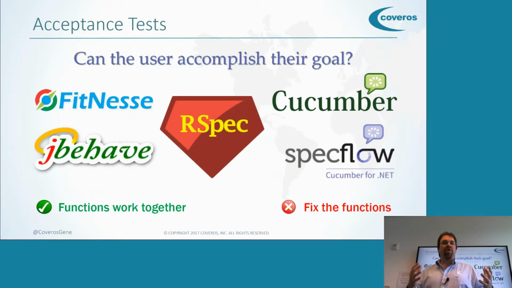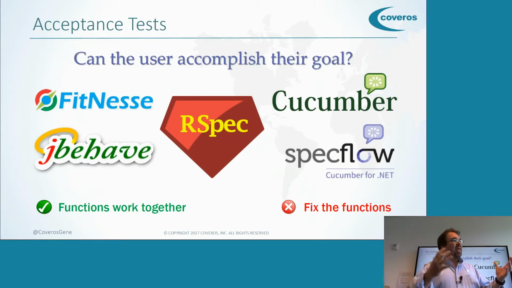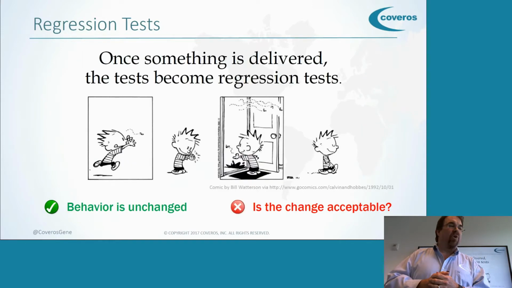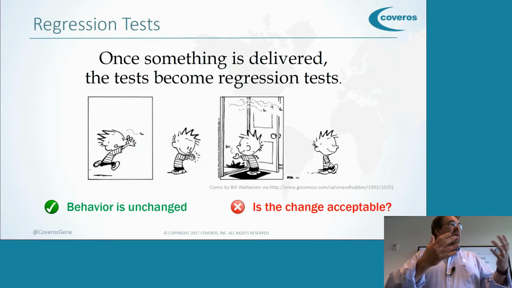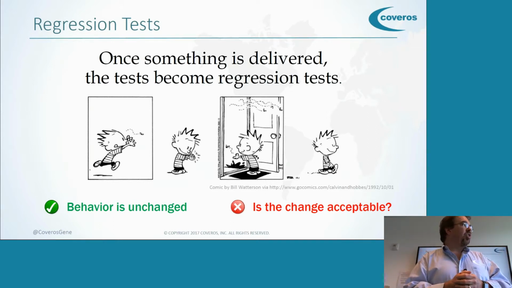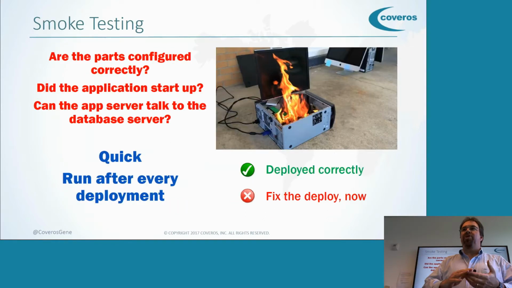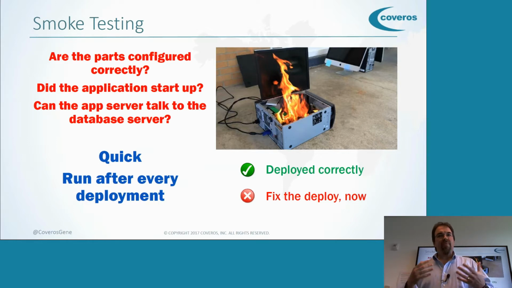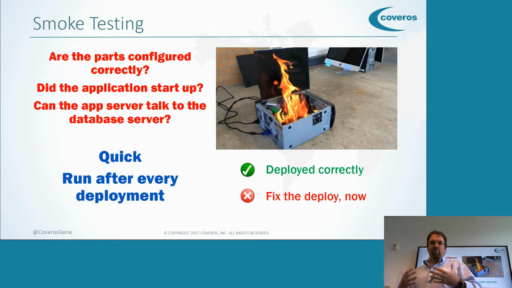Regression tests. Every time you make a change, you might have a chance of introducing new bugs. But every test that we run, once we've delivered that code, becomes a regression test, whether it's the unit test or the functional test. We also want to do smoke testing, right? Did we deploy correctly? That's really all we want to look at. Not the functions, not does the code work, just did we deploy it correctly? We need to fix the deploys as soon as we notice there's a problem, because otherwise future testing isn't going to be helpful.